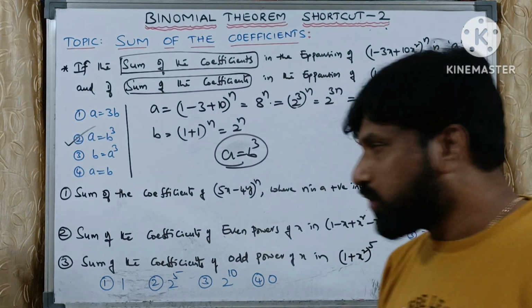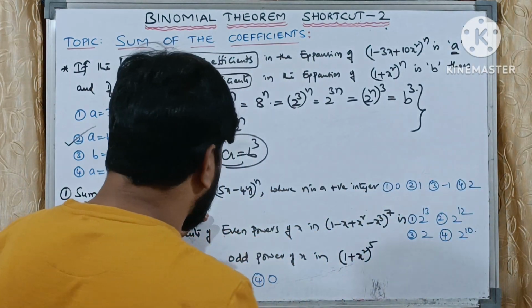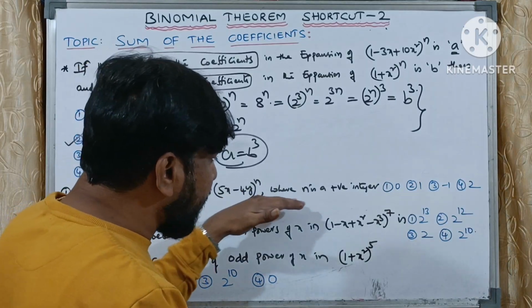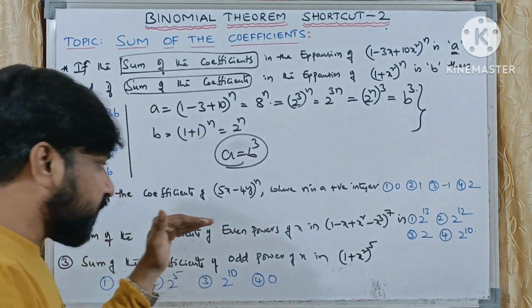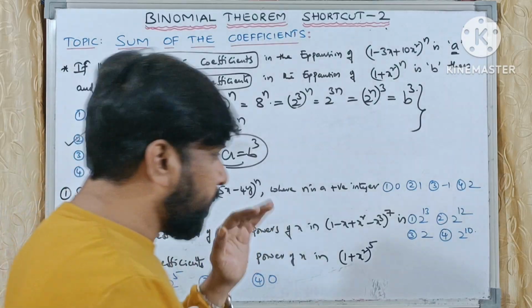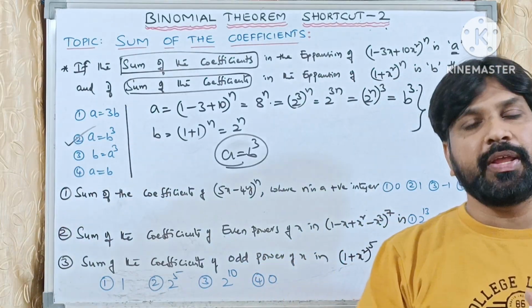Coming to the next, this is your turn, friends. Sum of the coefficients of 5x minus 4y whole power n, where n is a positive integer. Sum of the coefficients of even powers, sum of the coefficients of odd powers also. Try all these questions, and update me in the comment box, friends.